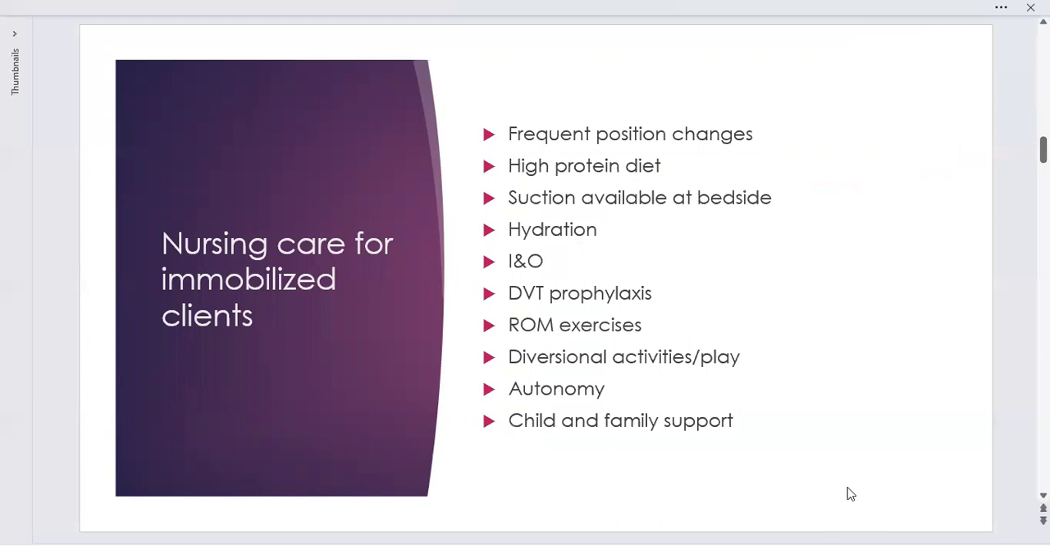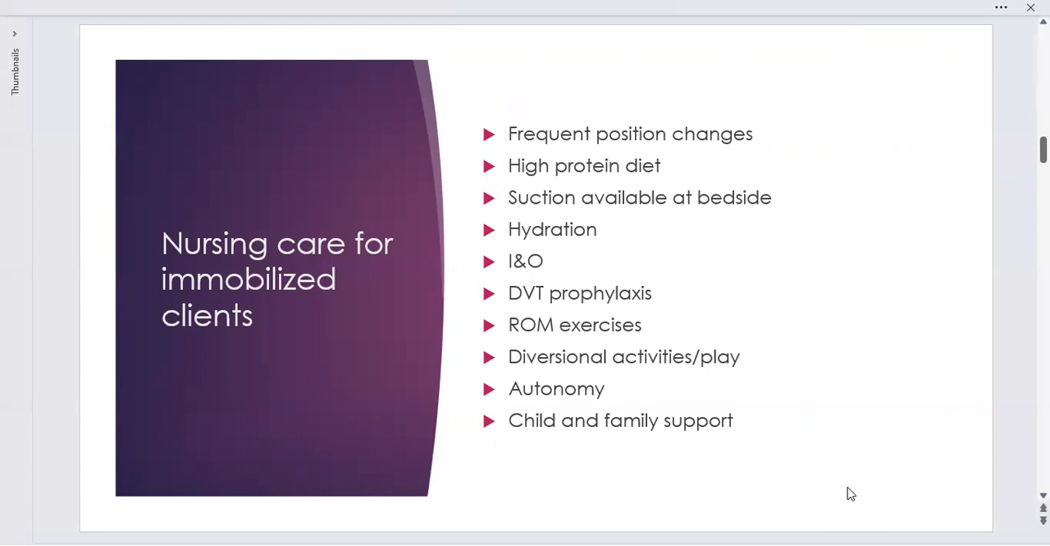All right, things to think about for your immobilized client. Table 48.1 on page 1422 goes through the physical changes related to immobility. Some of your big factors, though, are going to be related to skin integrity, to GI issues like constipation and obstruction. There's a decreased cardiac efficiency for patients that spend some time immobilized. And then we also have a decreased respiratory function.